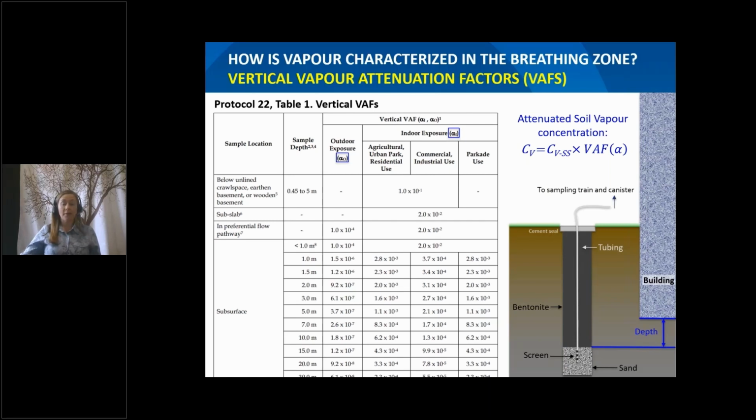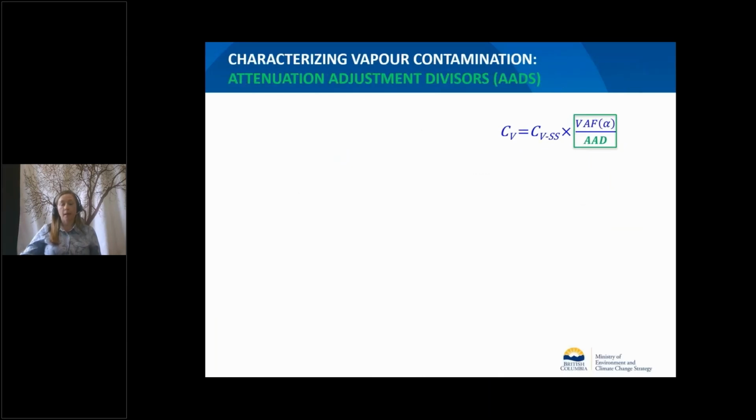This table has several very important notes that must also be carefully reviewed prior to applying these VAFs. Within a detailed risk assessment, a site-specific VAF may also be calculated if an extensive vapor investigation was conducted. The vertical VAFs can be modified using attenuation adjustment divisors, or AADs, as shown in the equation here. Protocol 22 lists 3 AADs that are permitted and the criteria that must be met for their use.